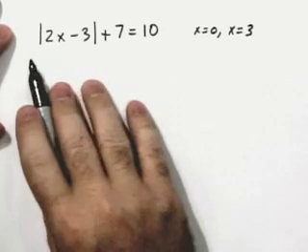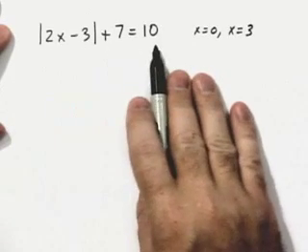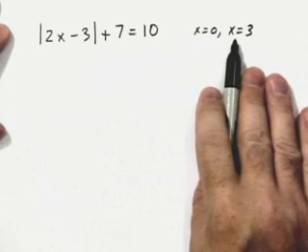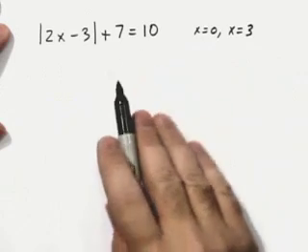Because we changed the form of our original equation when we were solving this problem, we should go back and check the values that we found as our solution to make sure that they actually work in the original equation. We were solving the equation, the absolute value of 2x minus 3 plus 7 equals 10, and we found our solutions to be x equal to 0 and x equal to 3. We're going to plug each of these values back into this original equation to make sure we get a true statement.